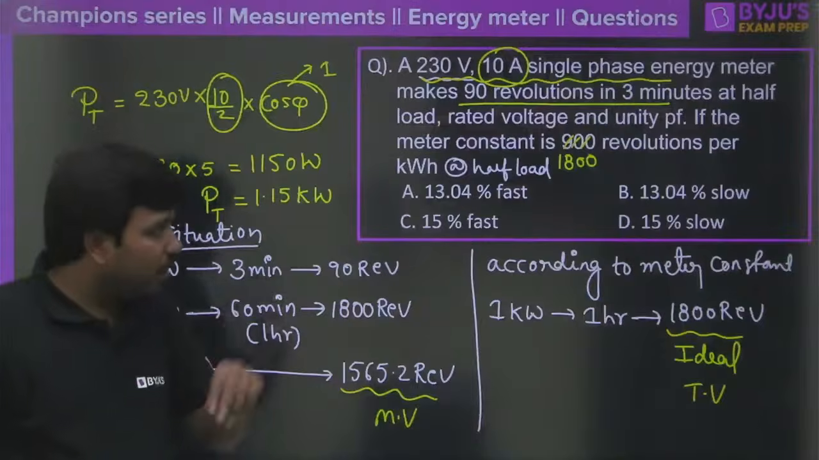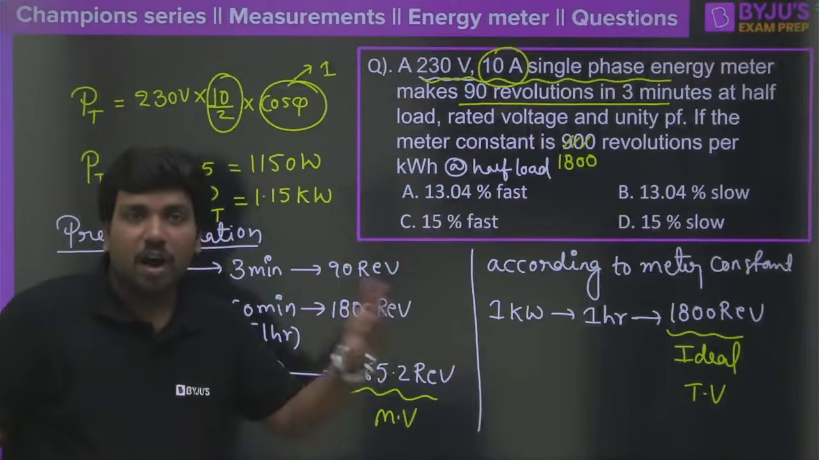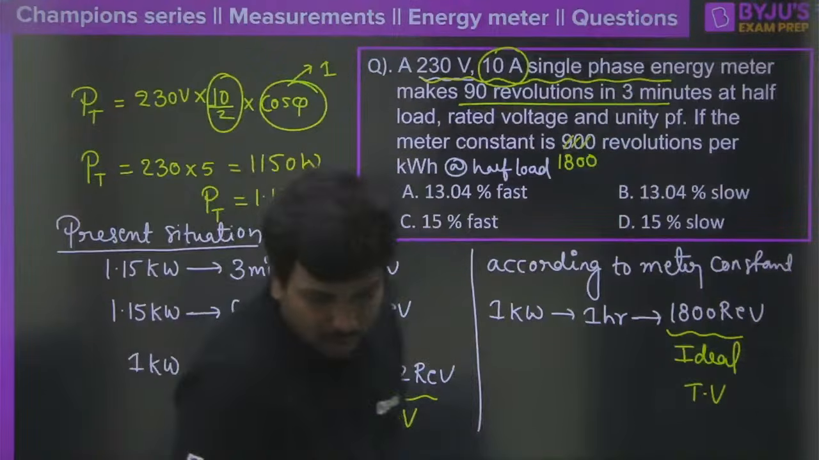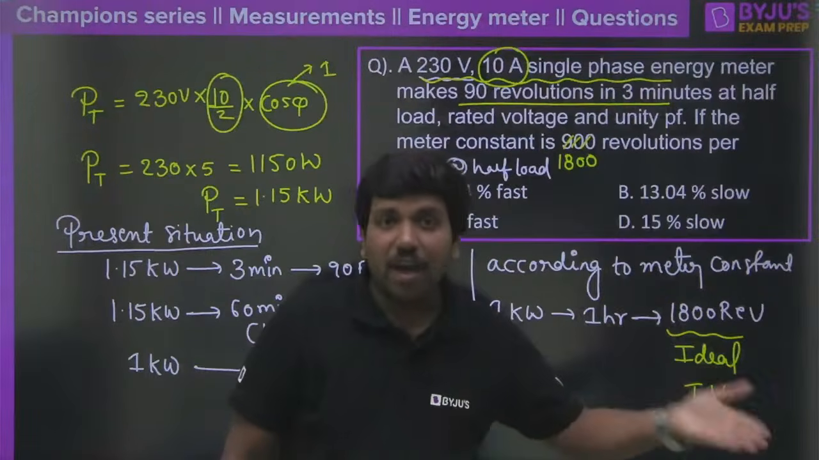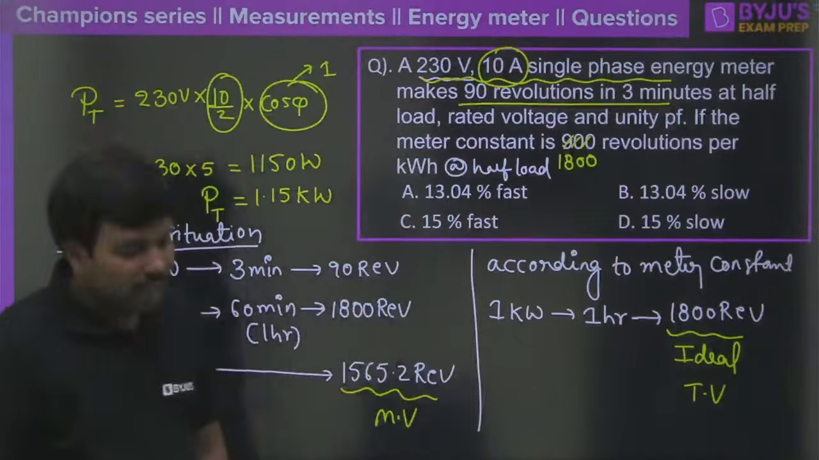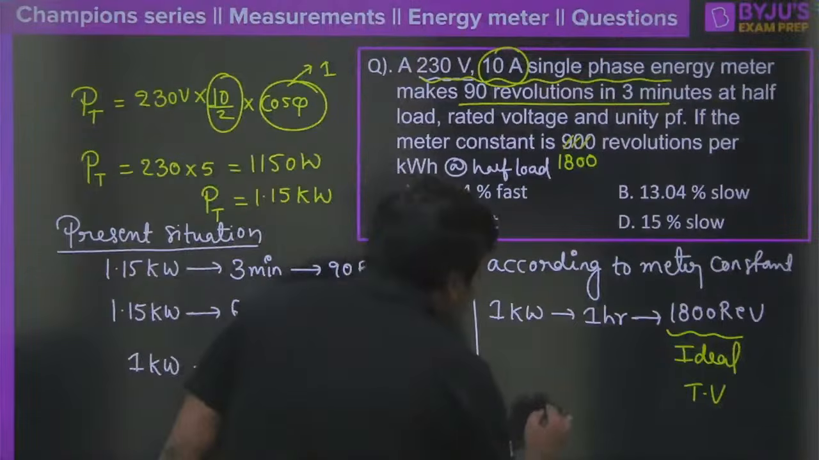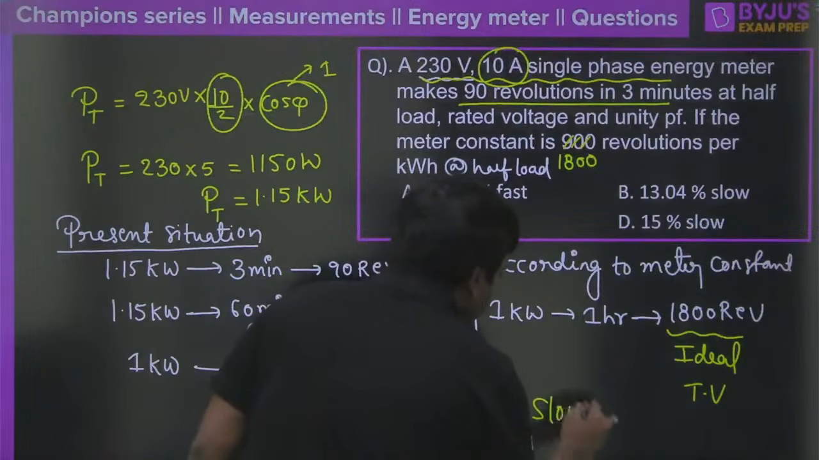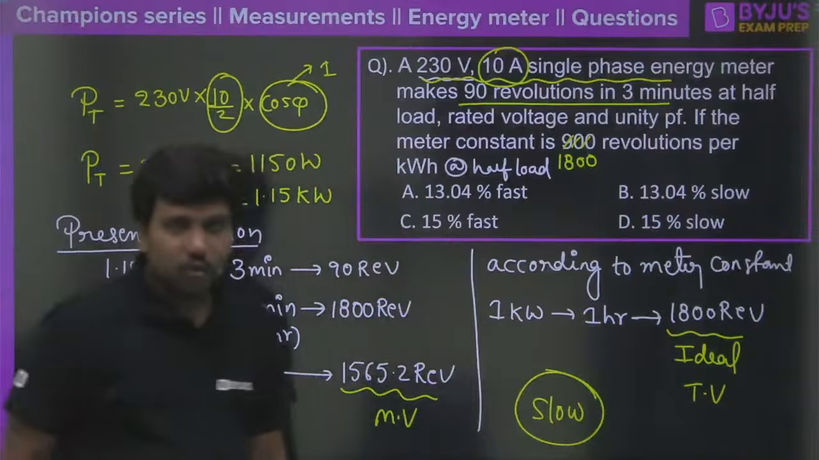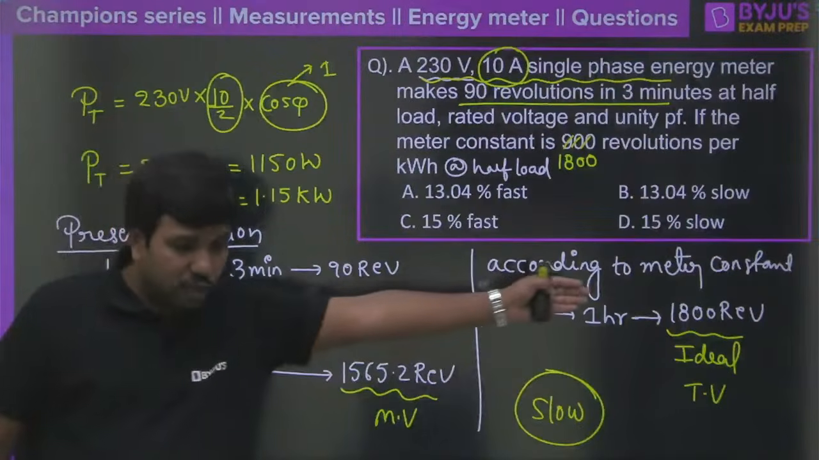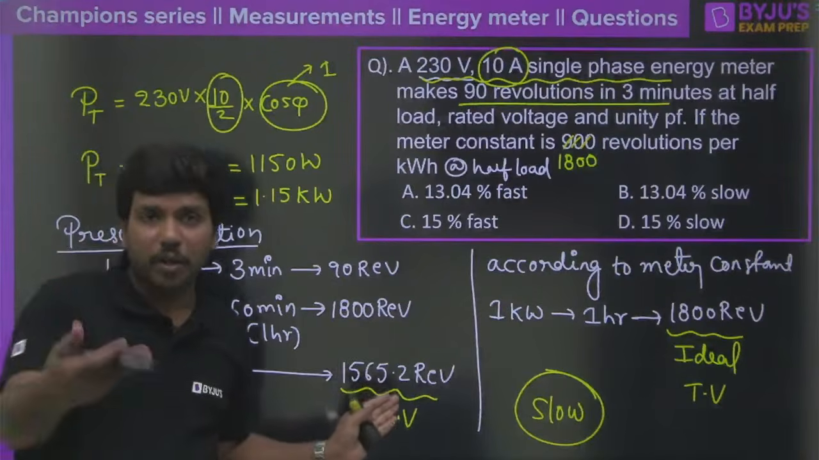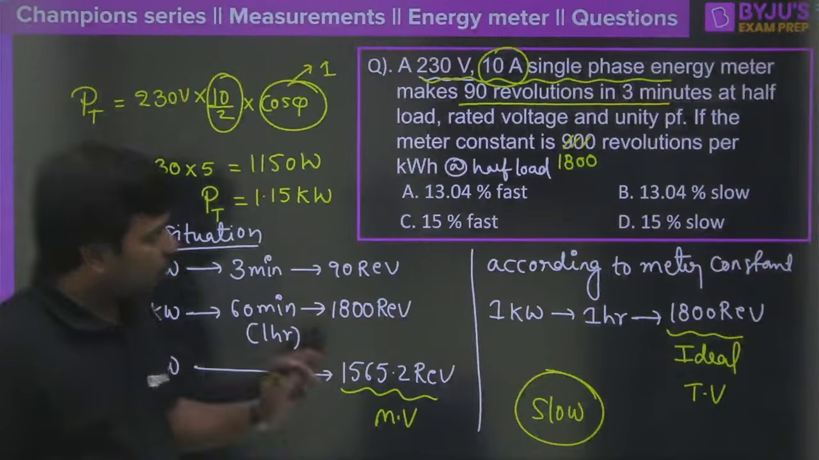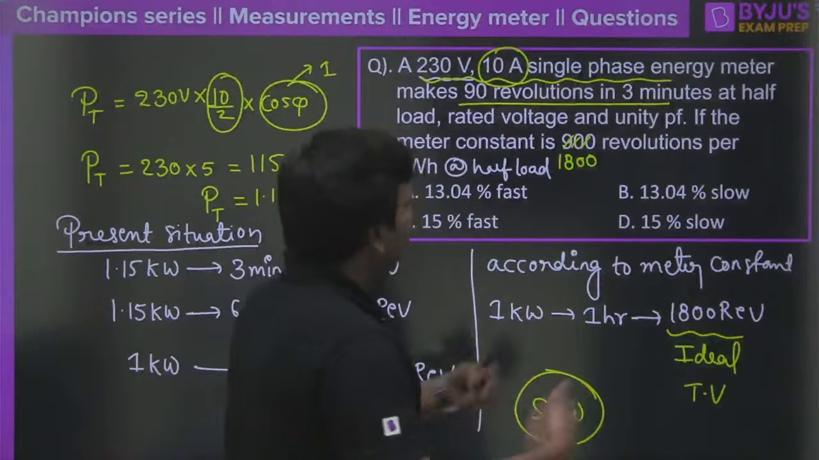Now tell me, is the meter running fast or slow? Soumya Bala, Clement, Aldo, tell me whether the meter is running fast or slow. I should say it is actually running slow. Because it has to indicate 1800 revolutions, but it is actually making 1565.2 revolutions. Slow is the answer. But how much slow is it?